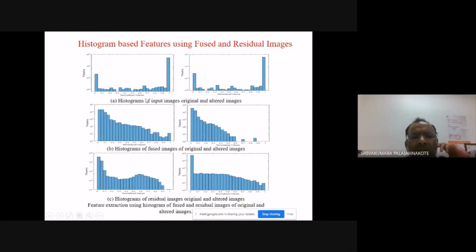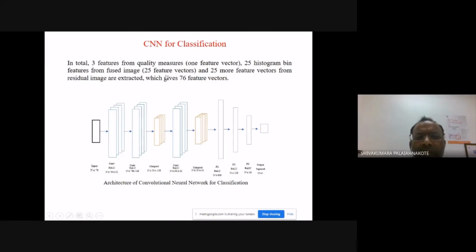Now of course this is a histogram, so each bin has one feature vector. We try to extract maybe 25 bins. I think we fixed it at 25 bins. So 25 features, a 25-feature vector from each histogram. We try to pass everything, the 25 feature vectors and some quality measures also.